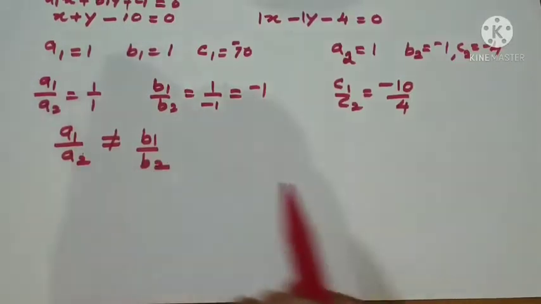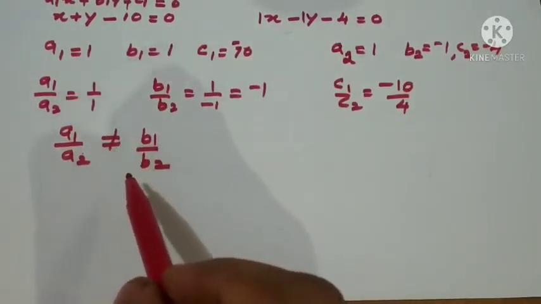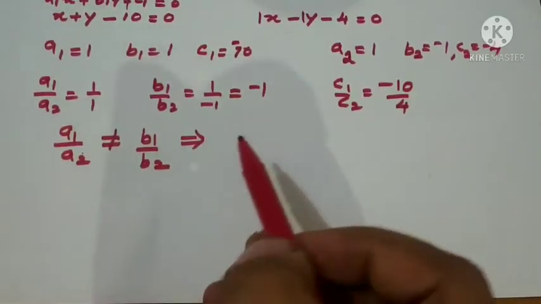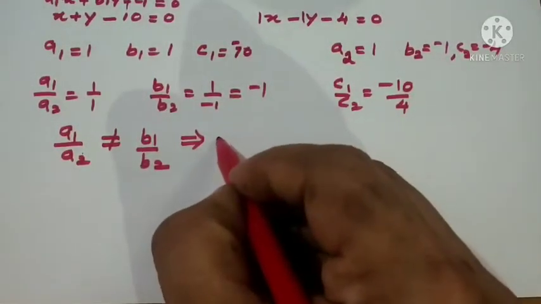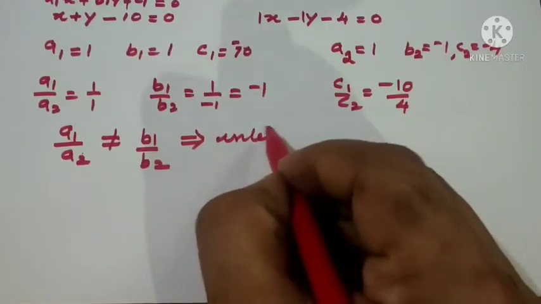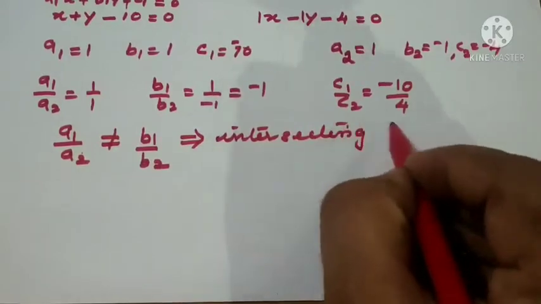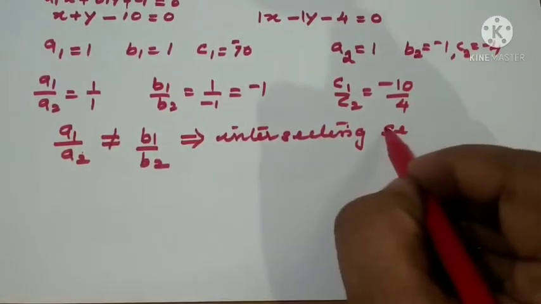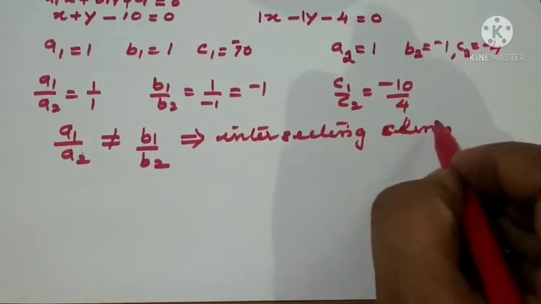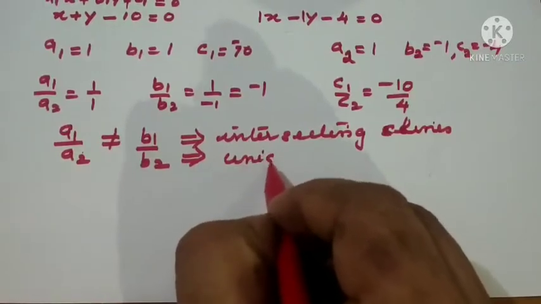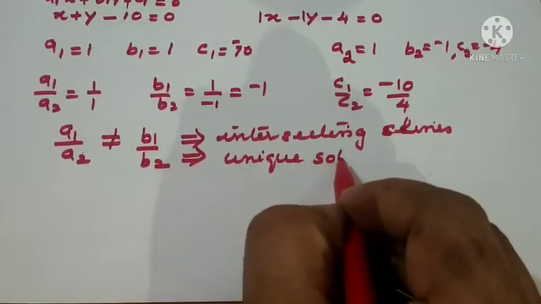What is the condition we are learning from here? a1 by a2 not equal to b1 by b2. This implies the lines are intersecting lines. In the graph, you will get intersecting lines. If the lines are intersecting, then it shows that it is having a solution. It is having a unique solution.